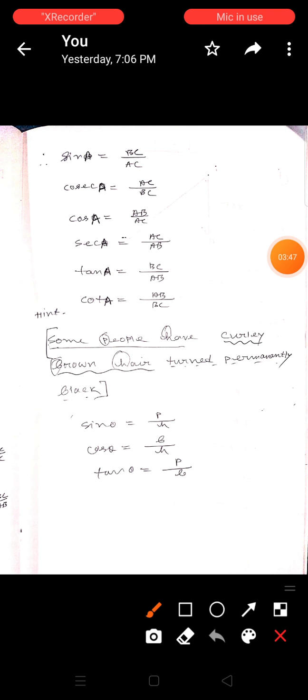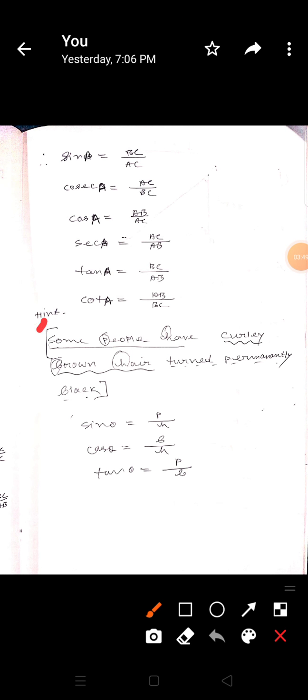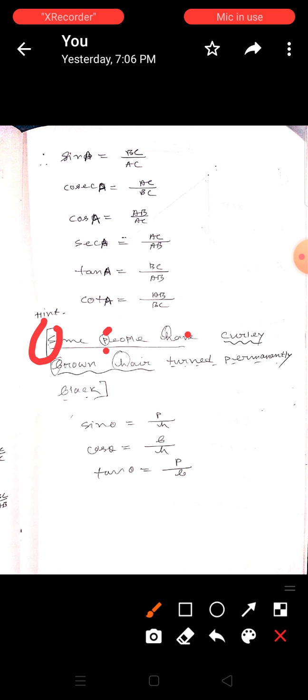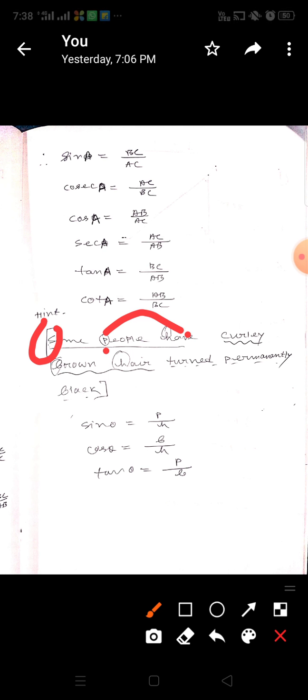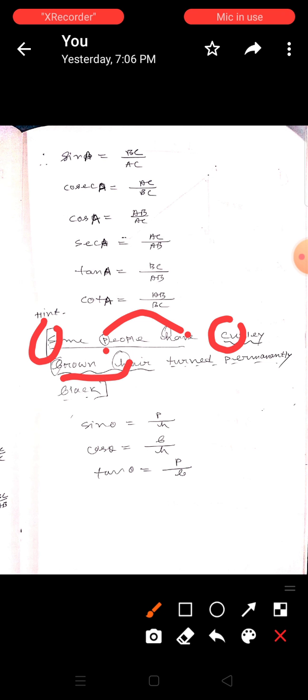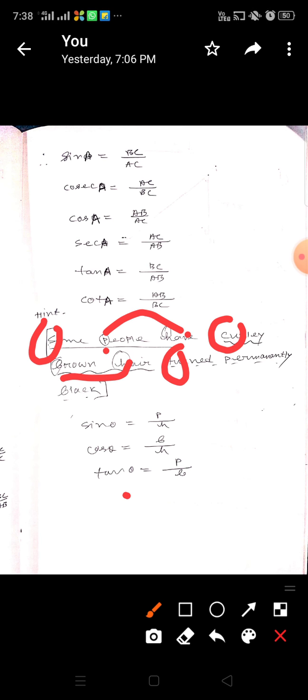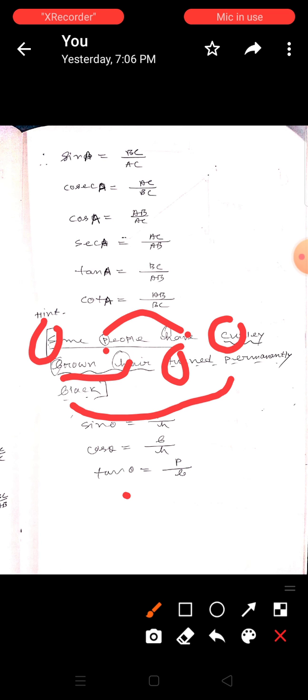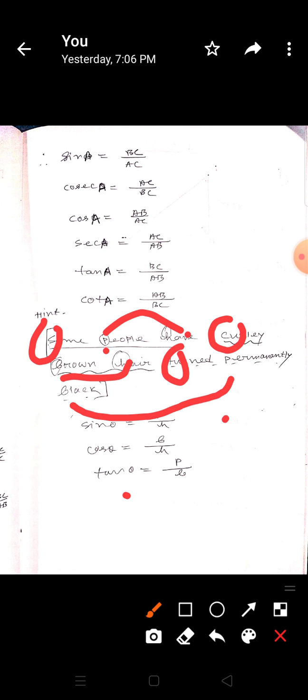Now there is a hint how to remember. Some people have curly brown hair turned permanently black. From this S we get sin theta, then P and H, P by H. Curly, from this C we get cos theta, B by H. Turn, from this T we get tan theta. Perpendicular, permanently black, we get P by B. So if you know sin theta, then you know cosec theta is H by P, sec theta is H by B, cot theta equal to B by P.